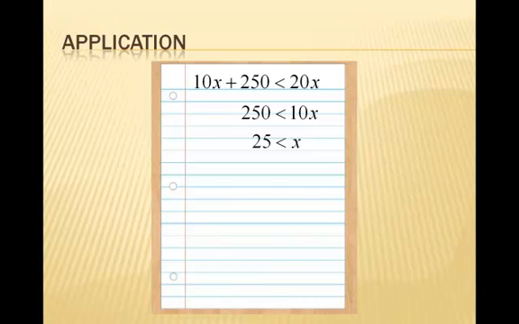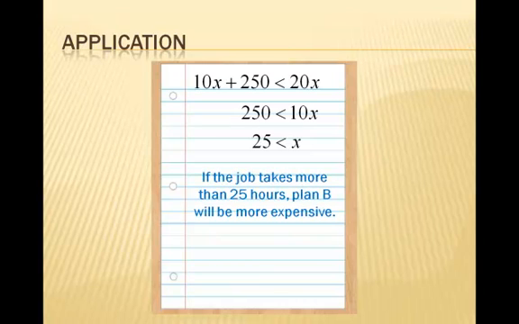And of course, remember to put this back into the context of the problem itself. So what this is really saying is that if the job takes more than 25 hours, say 30 or 35 or even 40 hours, then Plan B will be more expensive than Plan A.